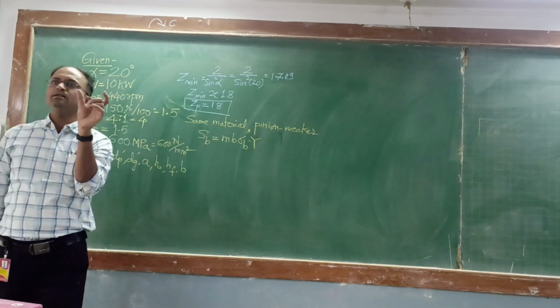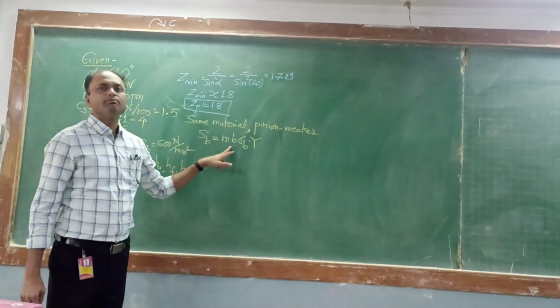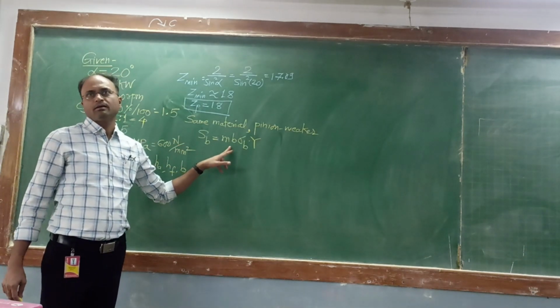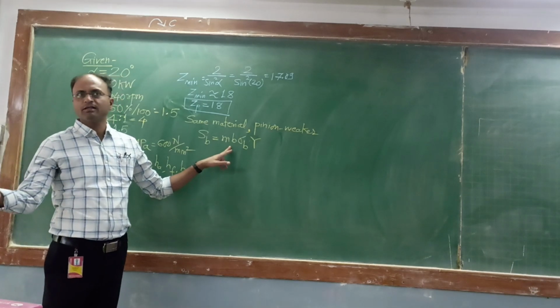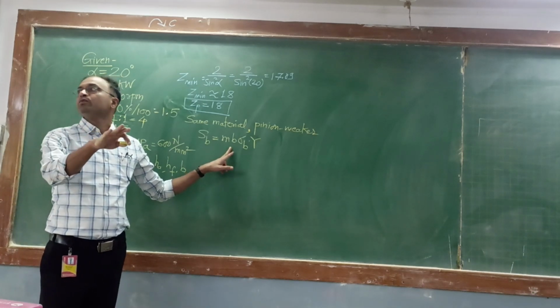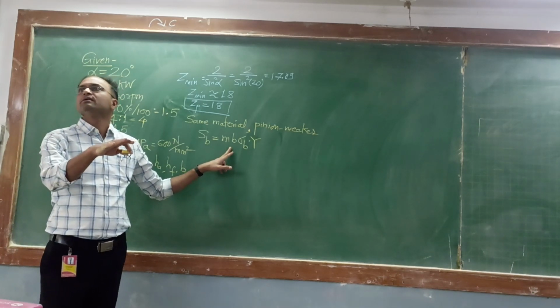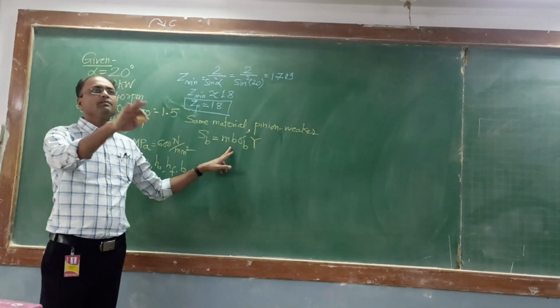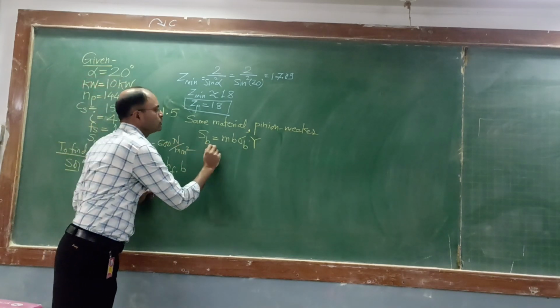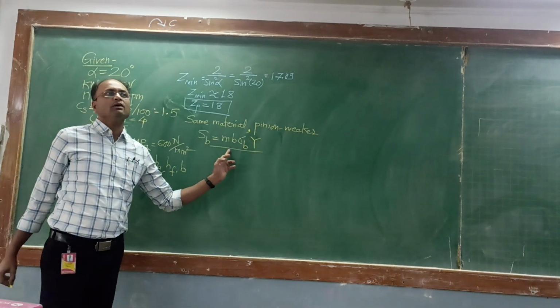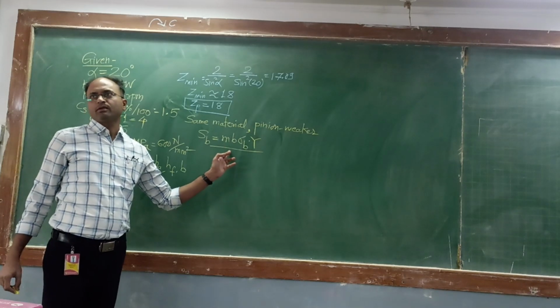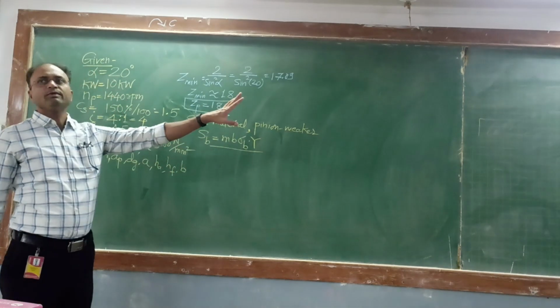So here we have to design the gears based on beam strength. Gears may be designed based on beam strength or based on wear strength. What is the other strength? Wear strength. Beam strength or wear strength. So out of these two we have to design based on beam strength. Okay. Now, pinion is weaker in this case.